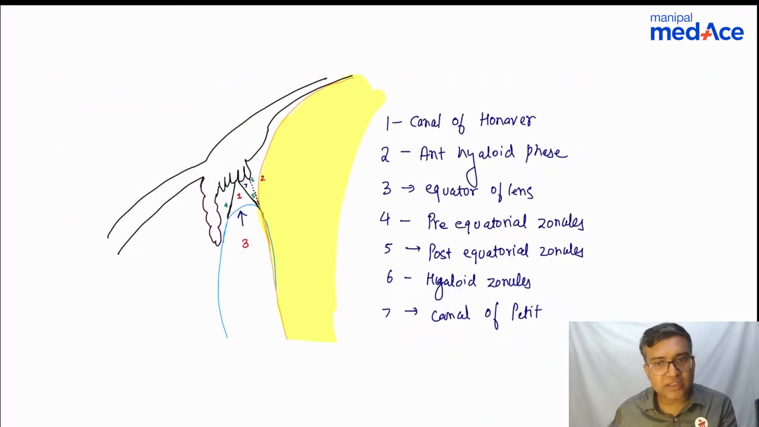This is how the various spaces of the ciliary body would be. And just remember, 2 spaces here. The one is the canal of Petit and one is the canal of Hannover. Canal of Petit is between the hyaloid zonules and the post-equatorial zonules, and the canal of Hannover is between the pre-equatorial zonules as well as the post-equatorial zonules. So these are the various spaces in the ciliary body.